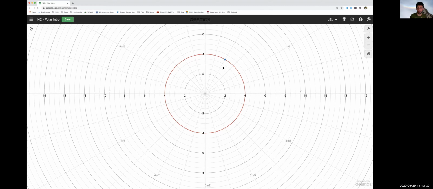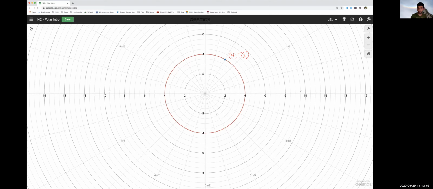So for example, this point plotted right here is the point (4, pi over 3), because it's on this circle a distance of 4 units from the center, and this line that it's on is pointing out in the direction pi over 3.